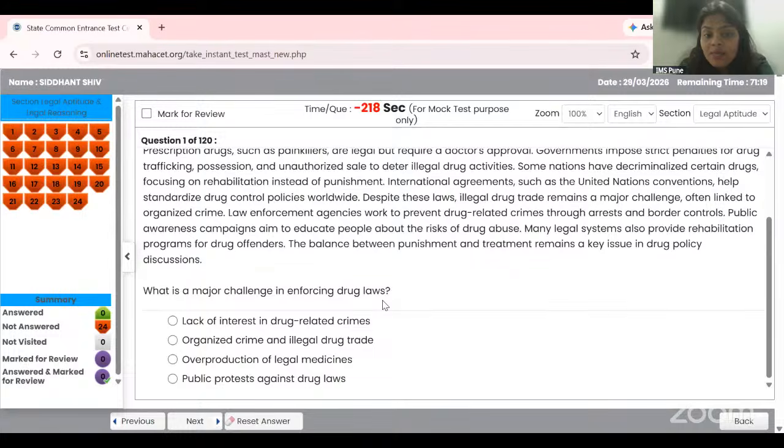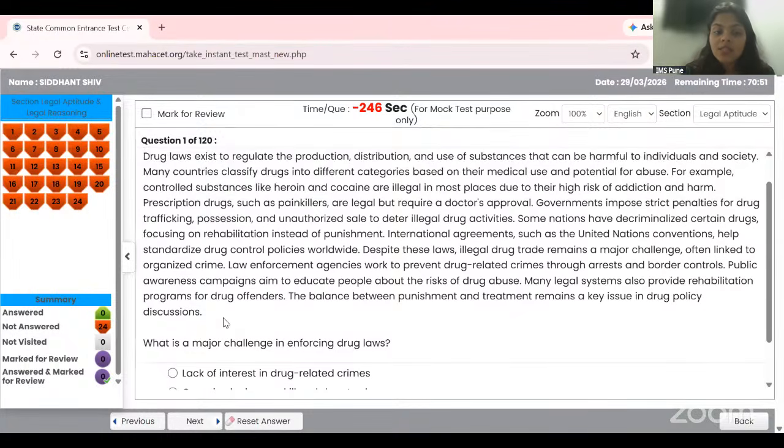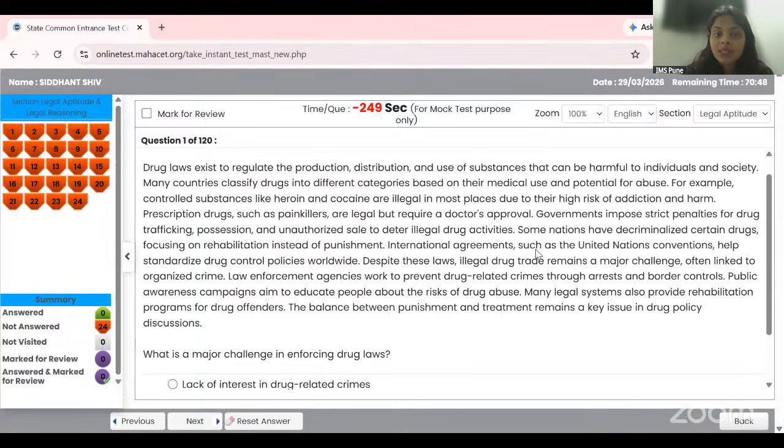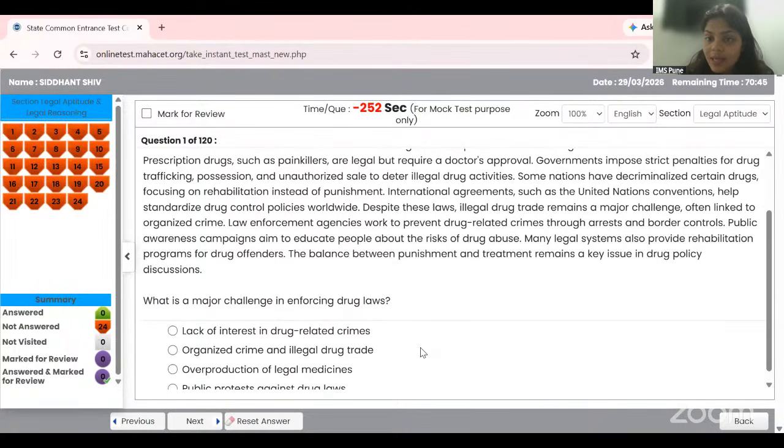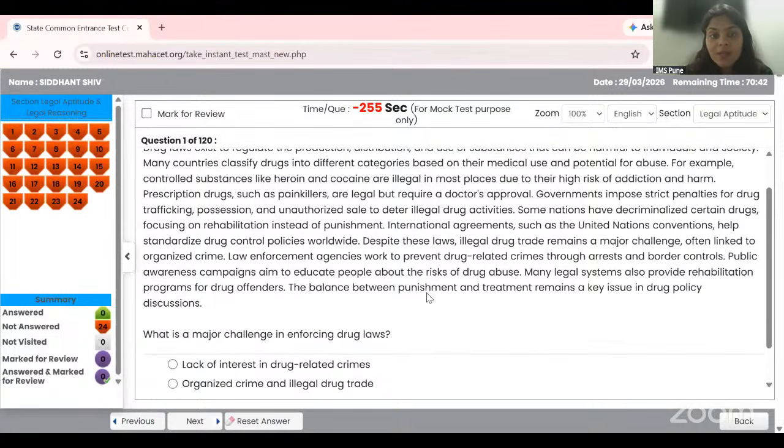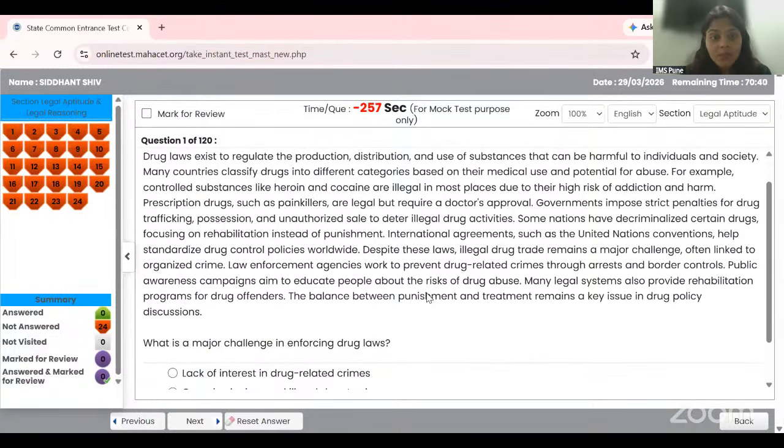Second is organized crimes and illegal drug trade. Next is overproduction of legal medicine. Overproduction, or anything which goes beyond, is not something that is controlled by law, or rather promoted by law. Or maybe organizing public protest against the drug laws. That is not a major challenge in enforcing these laws. So when we talk about the major challenges, you have to read here and you see that the major challenge could be organized crime and illegal drug trade, that is mentioned here, right?